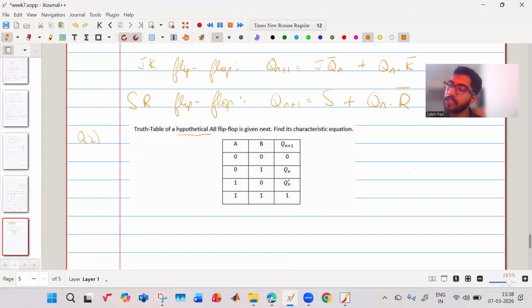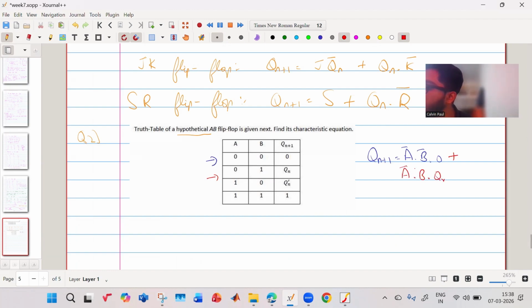Okay, so now we have this truth table and we have to find the characteristic equation. So how do we do this? This is in the extended variable form, which we had studied previously. So we have to find Qn plus 1. Let us write Qn plus 1. We'll consider this line: A bar, B bar, and 0. Then next we consider this line, plus A bar, B, and Qn. Then we'll consider this line, which is A, B bar, and Qn bar. Then we'll consider this line, plus A, B, and 1.